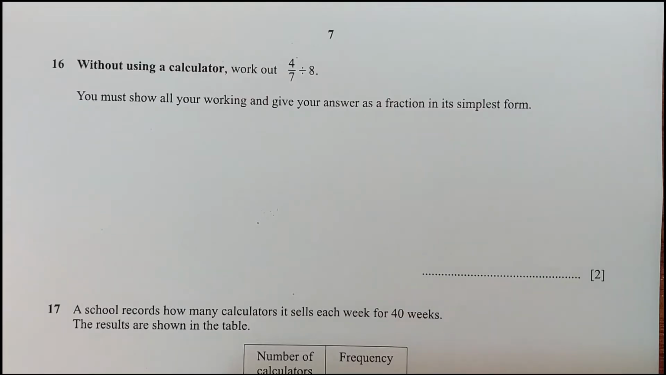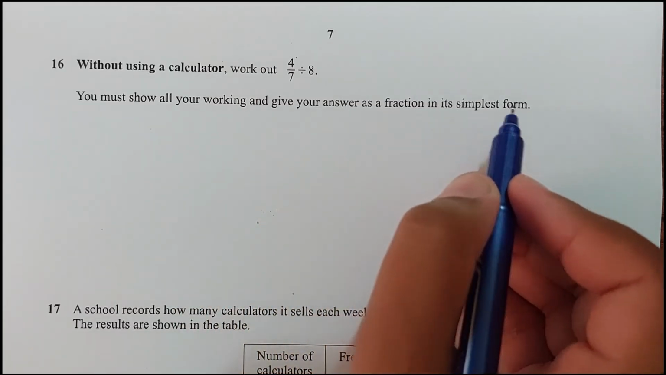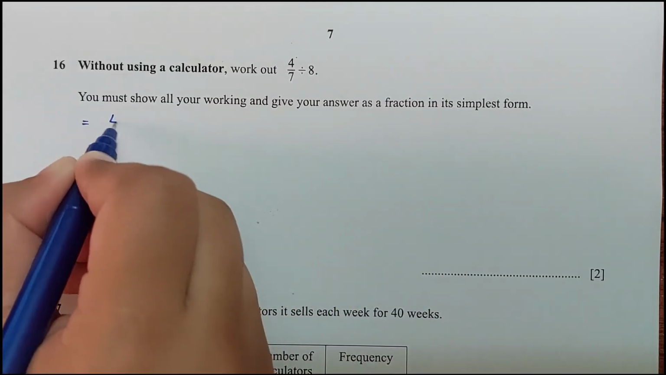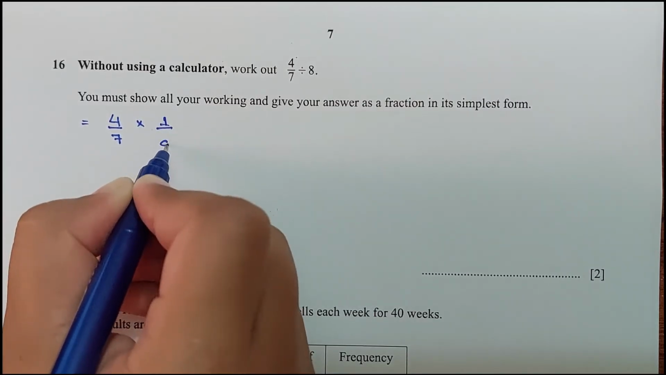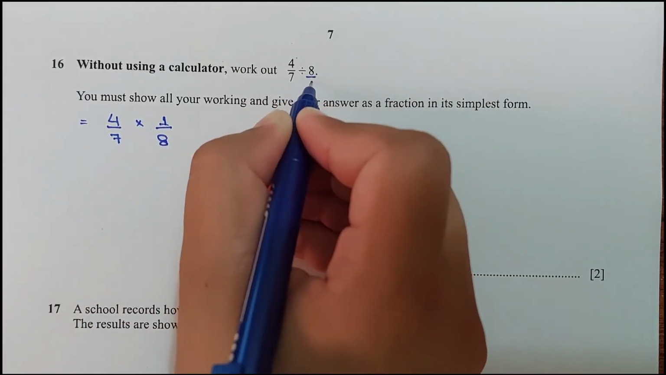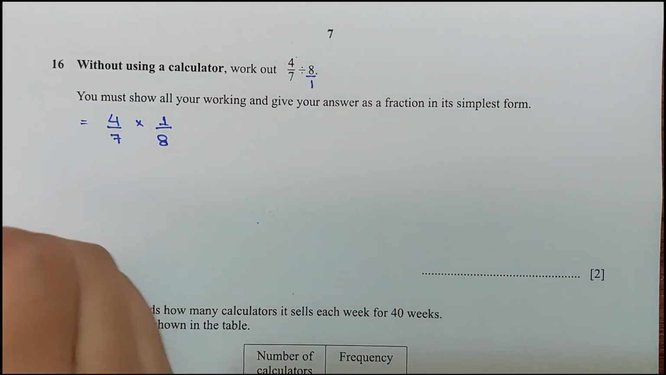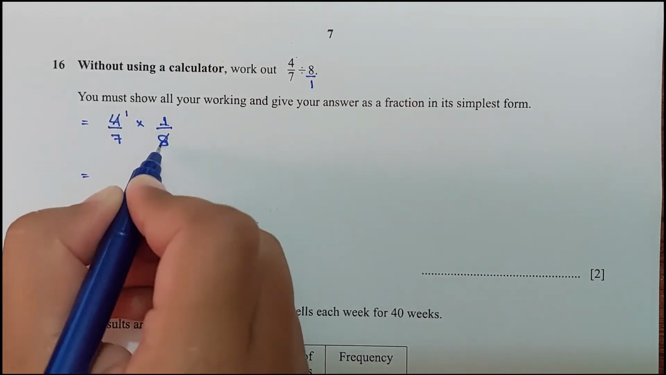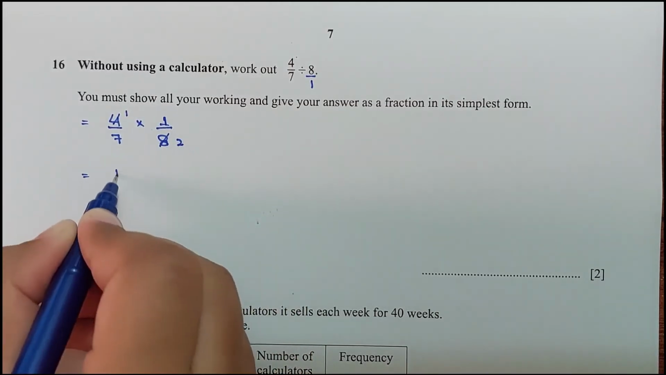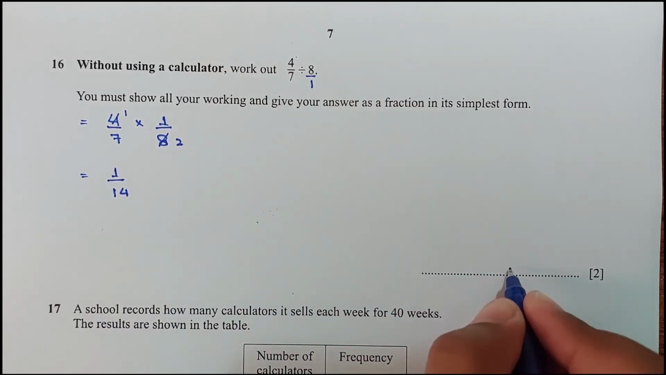Right. Question number 16. Without using a calculator, work out this. You must show your working and give your answer as a fraction in its simplest form. Okay, so this is 4 by 7 divided by 1 by 8, so this is 8 by 1. So I just change the division sign to multiplication and take the reciprocal of the second fraction. Okay, so 4 times 1 is 4, 4 times 2 is 8. 1 times 1 is 1, and 2 times 7 is 14. 1 out of 14.